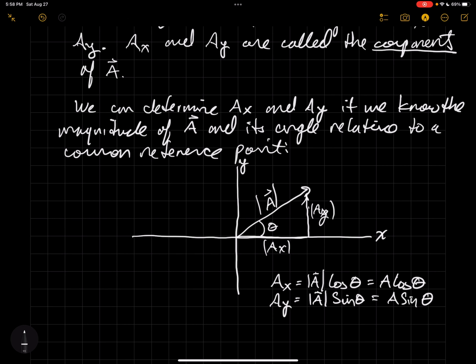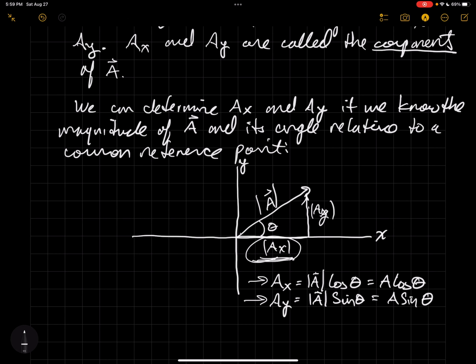And again, we're simply relying on trigonometry here, where we're solving for component AX. If we take the cosine of theta, it is the adjacent side, which is component AX, divided by the hypotenuse, which is the magnitude of A. And so that's where we get this equation. And likewise, if we take the sine of theta, that's the opposite side, which is component AY, divided by the hypotenuse, which is the magnitude of A. And so that's where we get this equation here to solve for AY.